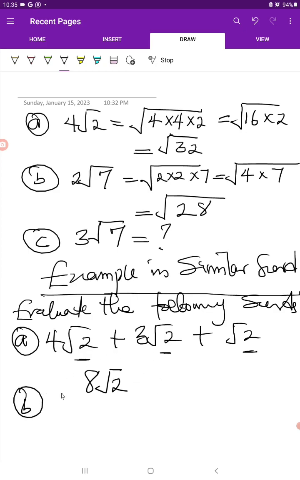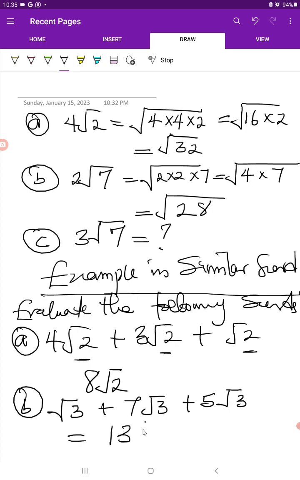We have the B part. The B part says root 3 plus 7 root 3 plus 5 root 3. You see that root 3, root 3, root 3. So 1 is also here too. 1 plus 7 plus 5 making 13 root 3. So that's because they were a similar sort.